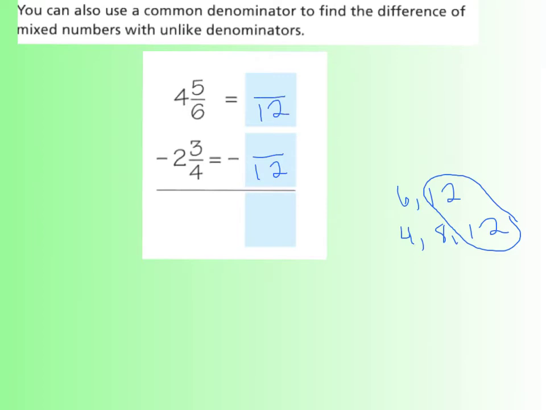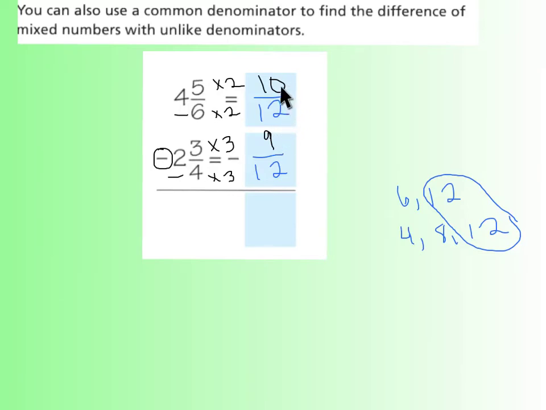Well, 4 times 3 is 12, and 3 times 3 is 9. And 6 times 2 gets me 12, so 5 times 2 is 10. Now, I'm going to subtract my fractions. I'm going to leave my whole numbers until the end. So let's subtract our fractions.